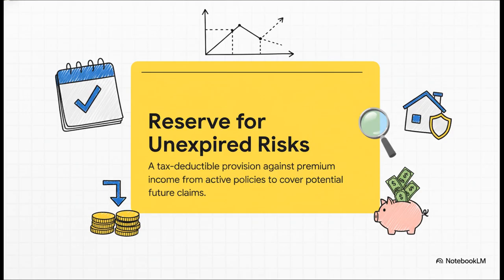What on earth is it? Well, at the end of the year, an insurer has a bunch of policies that are still active, right? This reserve is basically a provision they set aside from the premium income to cover any potential claims that might pop up on those active policies in the future. And the best part? It's an allowable deduction.